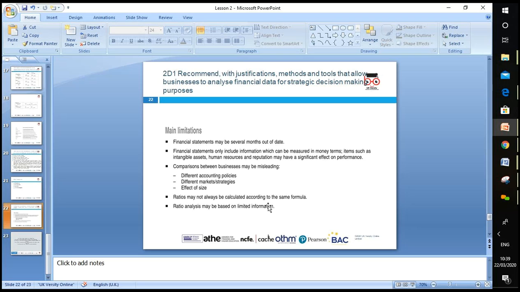Financial statements only include information which can be expressed in money terms. Maybe we're not looking at customer satisfaction, reputation, or legal cases against them. Maybe there are different accounting policies, different marketing strategies, the effect of the size of the market and the size of the product line. Ratios may not always be calculated according to the same formula, there can be different formulas, and ratio analysis may be based on limited information. So these are the limitations.